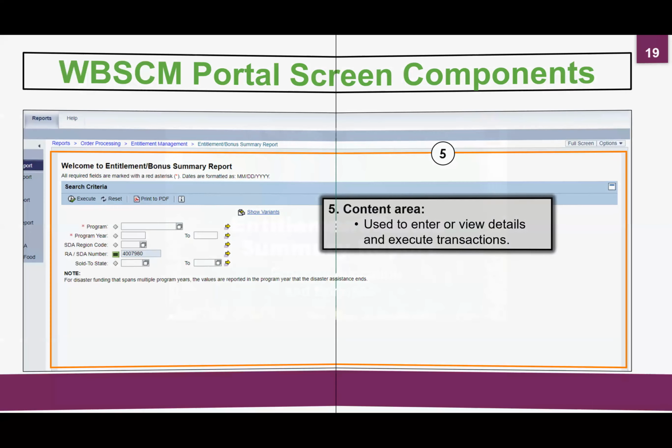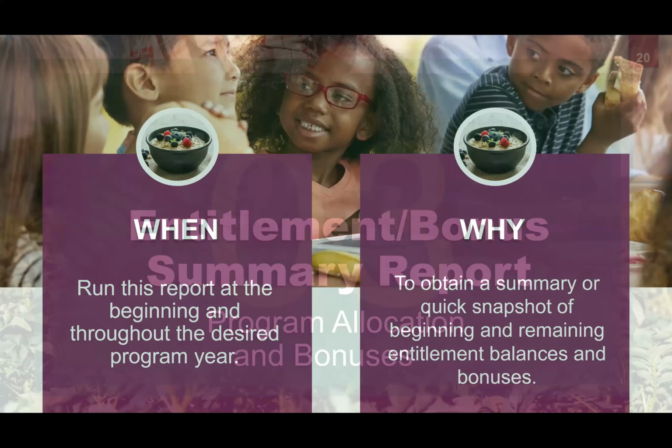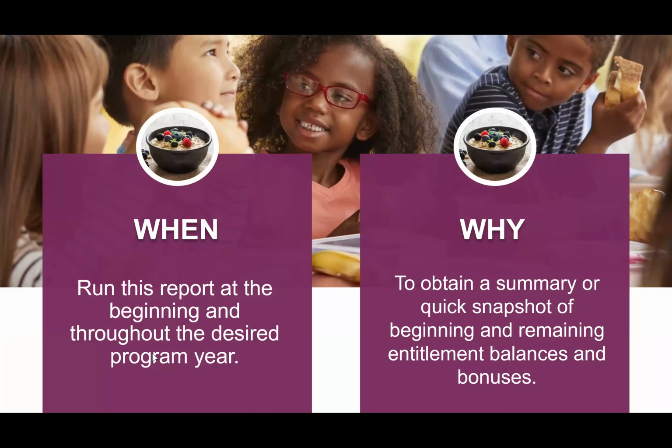Okay, so now we're going to look more into our entitlement bonus summary reports and program allocation and bonuses. Okay, so let's talk about the win. You're going to run this report at the beginning and throughout the desired program year. The reason why you're going to run this report is to obtain a quick snapshot summary of beginning and remaining entitlement balances and bonuses.